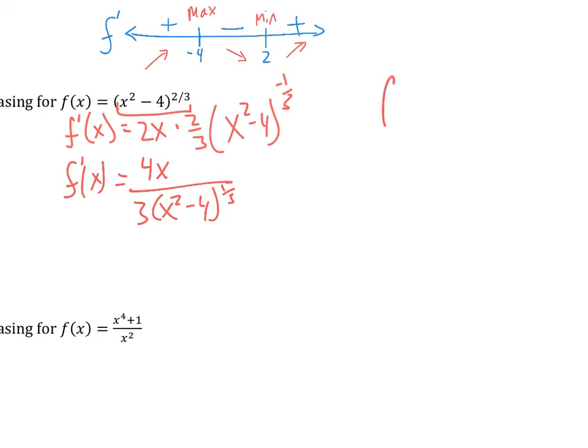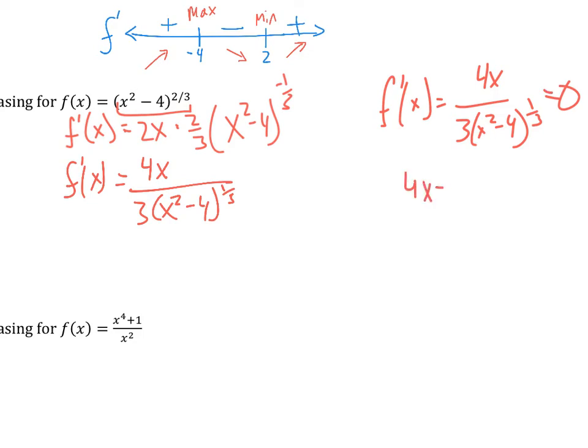So where is f prime of x equal to 0? That's going to happen when the numerator is 0. Well, what makes the numerator 0? 4x equal to 0, and that's when x is equal to 0. We also got to watch out what makes the denominator 0, because that's going to make the whole thing undefined. And when the derivative is undefined, that is a critical value.